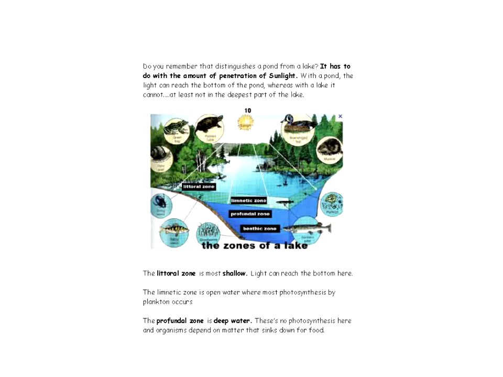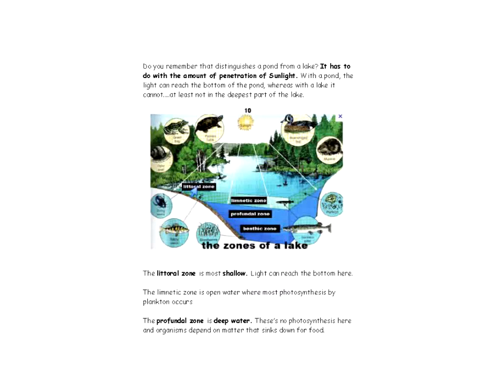All right. Now, do you remember the differences between a pond and a lake? Well, it has to do with the amount of penetration of sunlight. With a pond, light is able to reach the bottom of the lake, whereas with a lake, the sunlight can only reach part of it, but not the deepest part. So we've talked about some of these zones before.